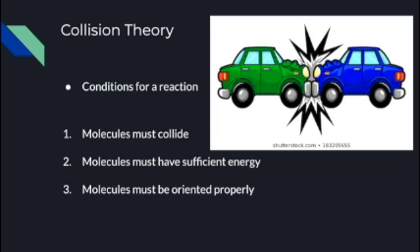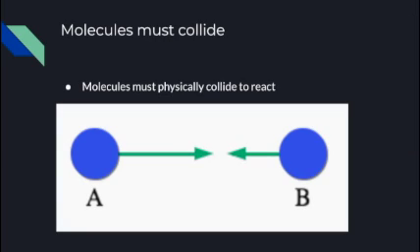So, collision theory states that three conditions must be met for a reaction to occur. First, molecules must collide. Second, molecules must have sufficient energy. And third, molecules must be oriented properly. For the first one, molecules must physically collide to react. So, a chemical reaction won't happen if you keep both chemicals in separate beakers.